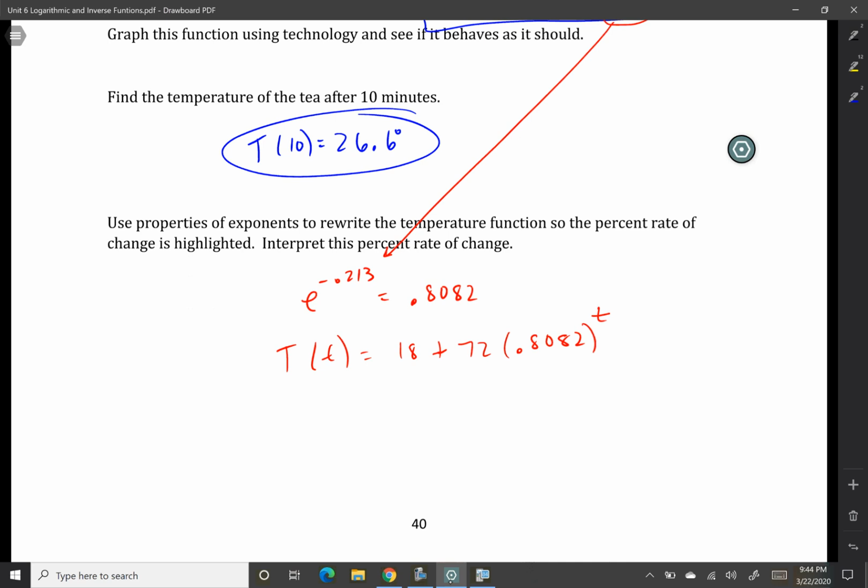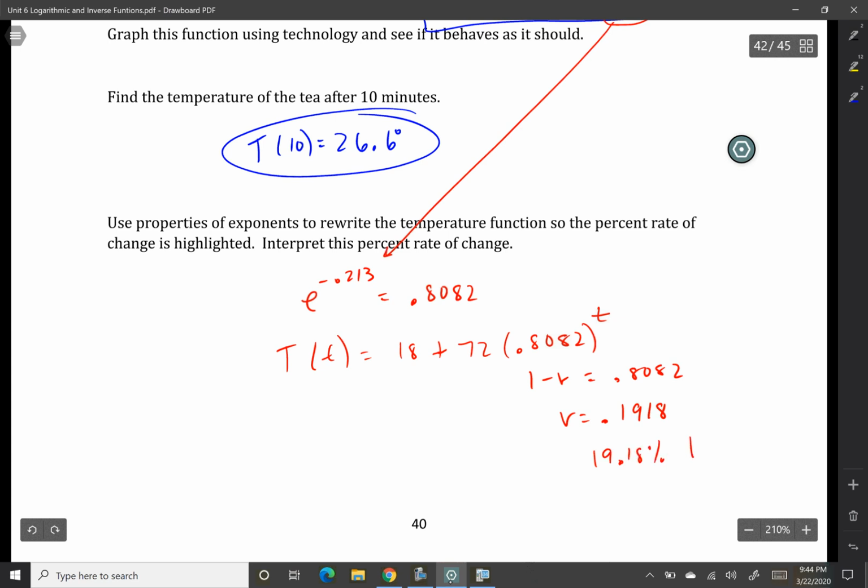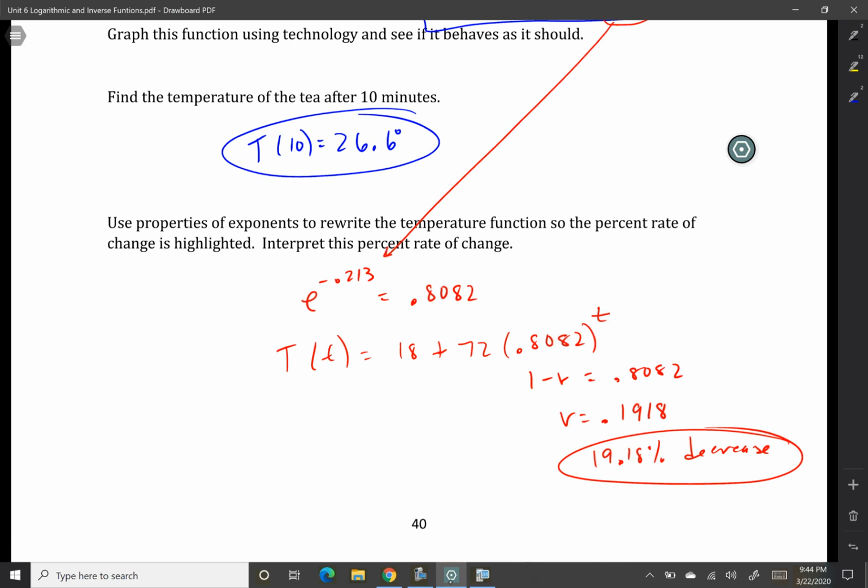I could even go one step further, even though it doesn't ask me. Actually, it does ask me, sorry. It says interpret the percent rate of change. All right, so I could say 1 minus r is equal to 0.8082. And I can solve for r. So if I have 0.8082, if I subtract 1 and then divide by negative 1, I get a rate of 0.1918, or about a 19.18% decrease. So it's going down about 19% every minute.